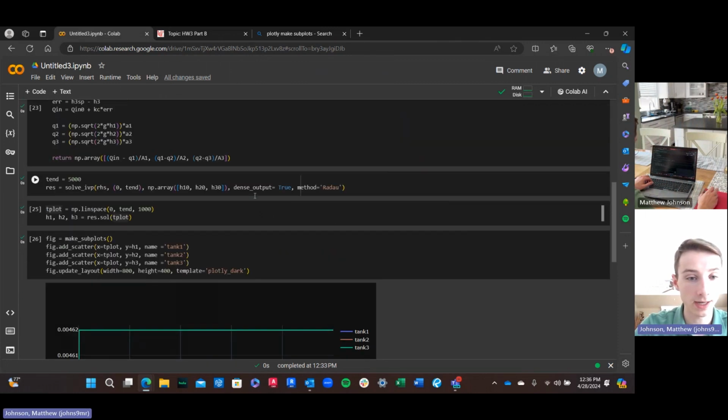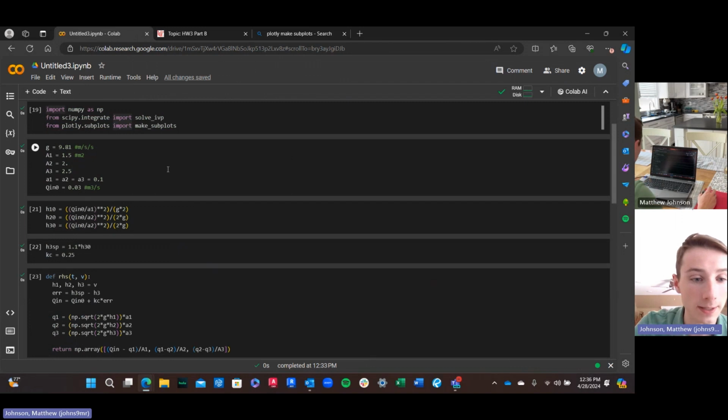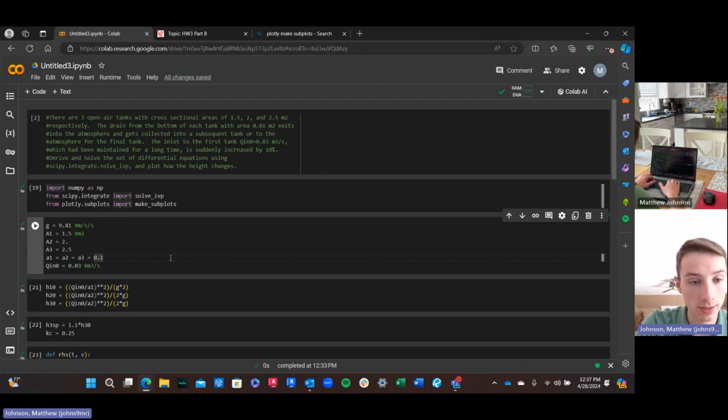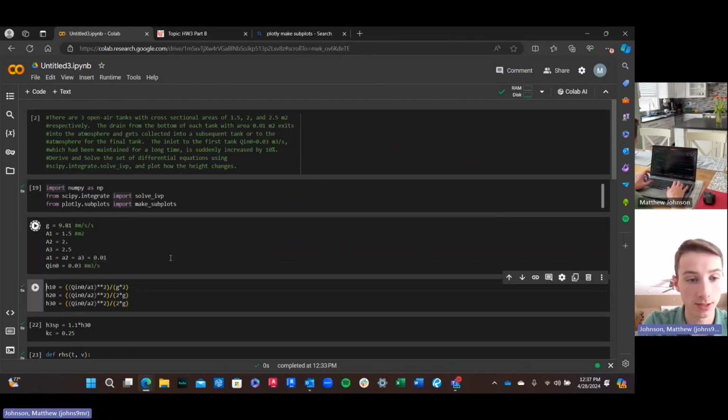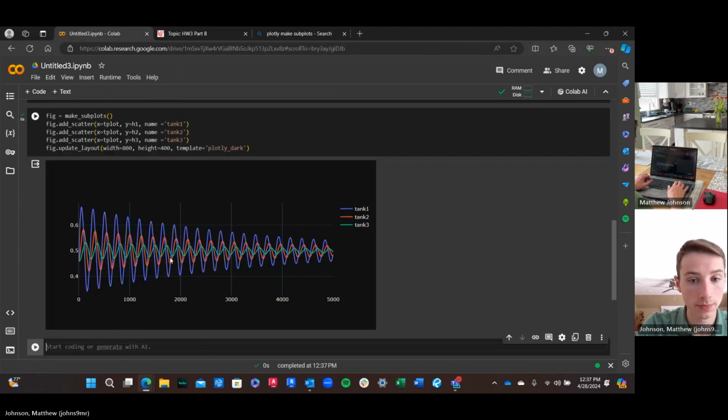Okay, so it looks like I found the error. At the very, very beginning, I made an error here. We were given that the area of the drain in the bottom of each tank is 0.01 square meters, and I made the mistake of 0.1 square meters. That's going to throw our answer off quite a bit. So let's rerun this. Okay, that looks a lot better.